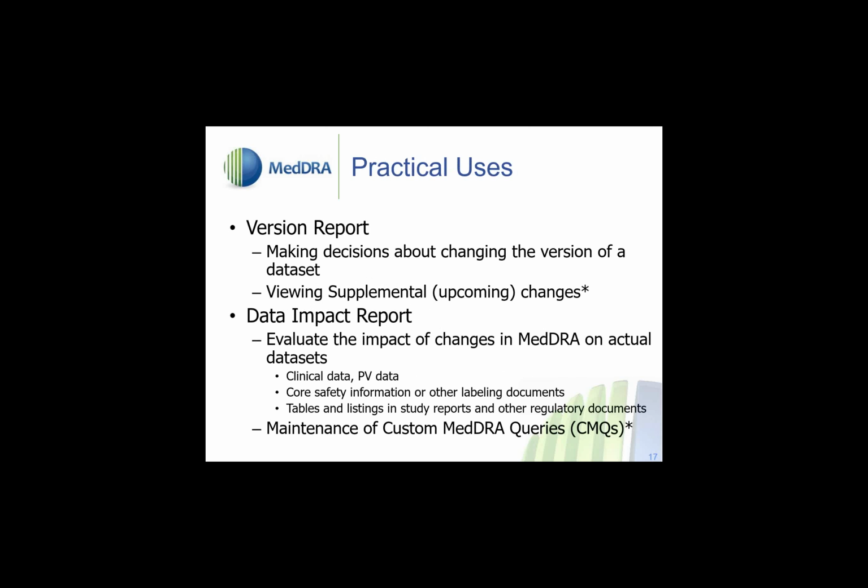The second function of MVAT that I'm going to demonstrate today is the data impact report. And some practical uses for this report are actually evaluating the impact of those version changes on your data set. So on live data, you could do this with your clinical data set from your clinical trials, PD data that you've extracted from a global safety database.